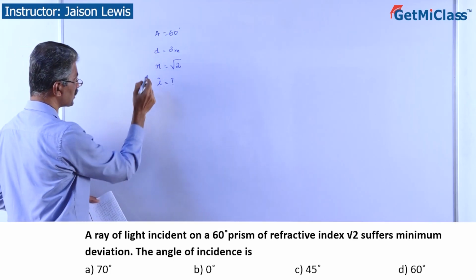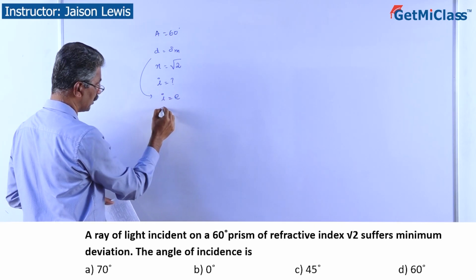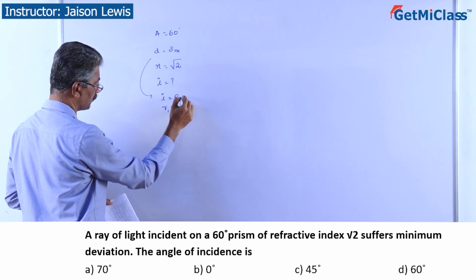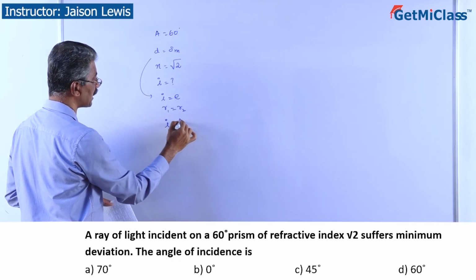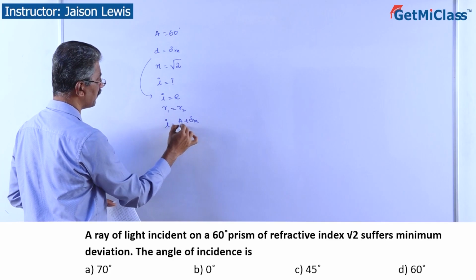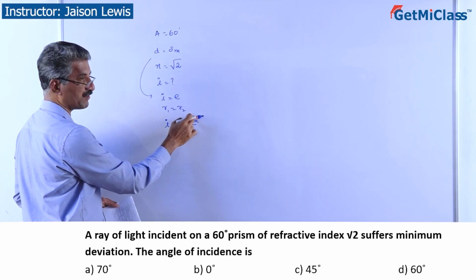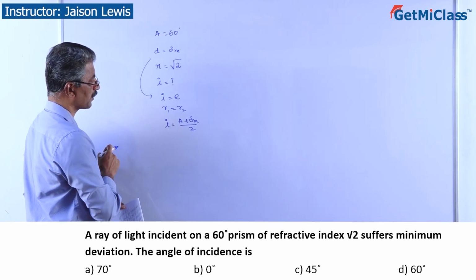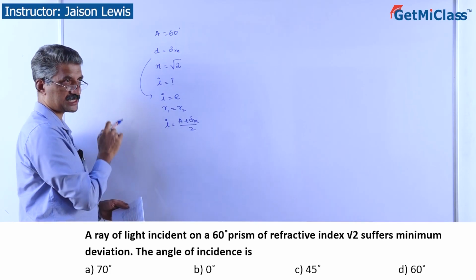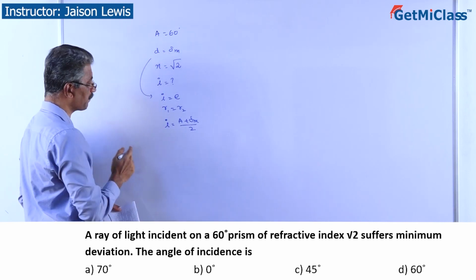When the deviation is minimum, we know I is equal to E, or R1 is equal to R2. Hence we write angle I is equal to (A plus delta M) divided by 2, where delta M is the minimum deviation and A is the angle of the prism. Now the question asks for the angle of incidence for which the deviation is minimum.